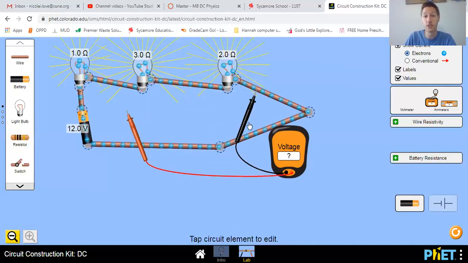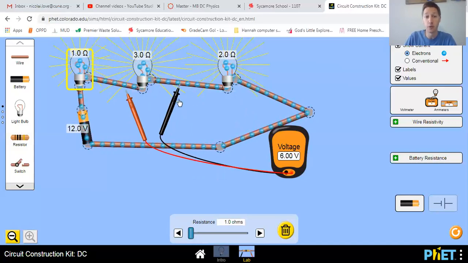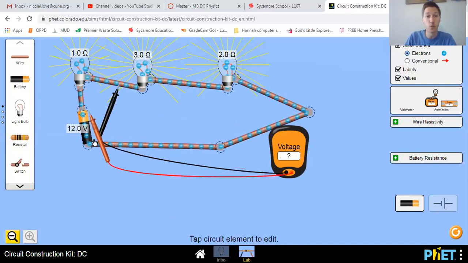The next resistor, this is 3 out of the 6. So it represents 1/2 of the total resistance. So we're going to spend 1/2 of 12, which is 6 volts. The last one is 1/6 of the total resistance. And so we're going to spend 1/6 of 12, which is 2 volts.